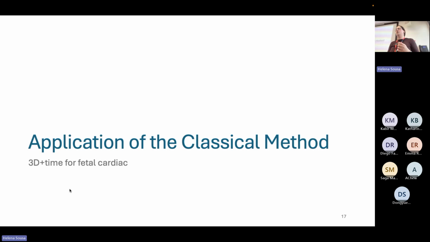But I want to focus on one particular application, which is the area that I'm working in, which is 3D plus time for fetal cardiac.